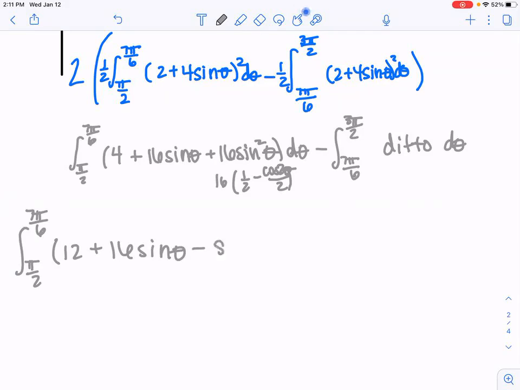Are there going to be any questions on the AP exam where we can do definite integrals with the calculator? Yeah. Okay, so 16 times 1/2 would be 8, and 8 plus 4 is 12.